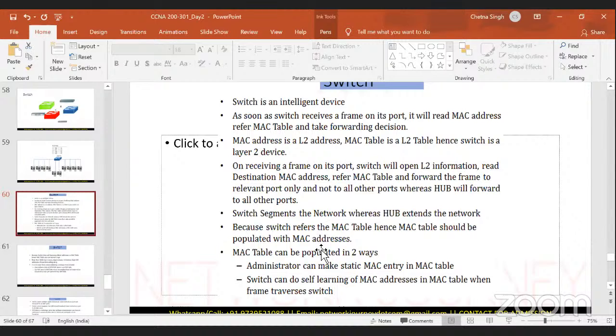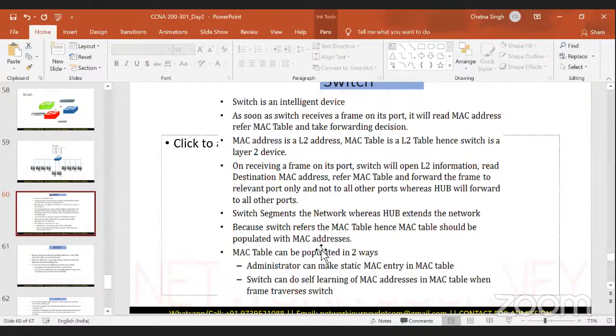Then, as I said, switch segments the network, whereas hub extends the network. It segments the network, meaning it knows whom to forward the packet to because it can take the decision. Because the switch refers to the MAC table, the MAC table should be populated with MAC addresses. Now this is very important. Yesterday, I forgot to show you the MAC address table inside the switch while it was sending the ARP packet and then the ICMP packet.